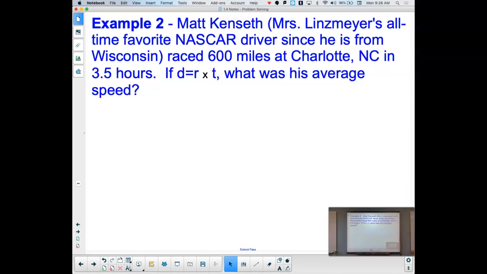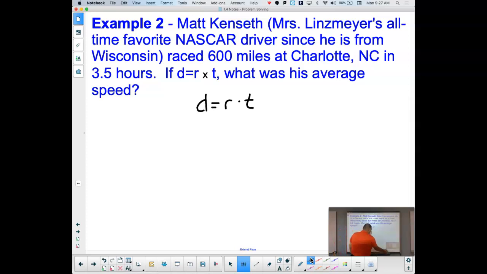Matt Kenseth, who is Mrs. Linsmeyer's all-time favorite NASCAR driver because he's from Wisconsin, raced 600 miles at Charlotte, North Carolina in 3.5 hours. If D equals R times T, what was his average speed? Well, D equals R times T is our formula that we're going to use.